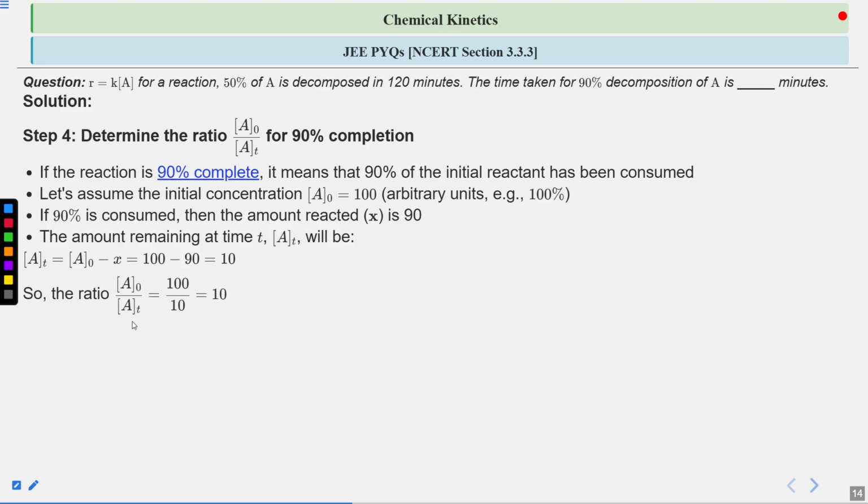Now the ratio A naught by AT equals 100 by 10, because A naught we considered as 100 or 100%, and AT is coming out as 10 or 10%. So 100 by 10 will become 10. So this ratio will become 10. This is step 4, where we determine this ratio, and we calculated it as equal to 10.